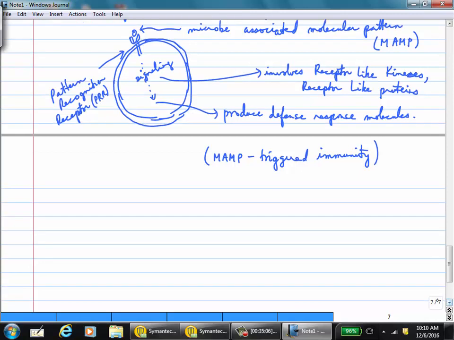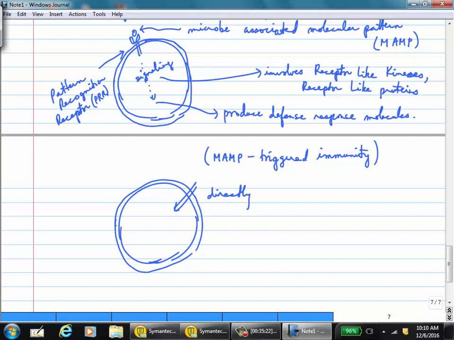So typically the response that the pathogen will evolve, right, is to bypass that pattern recognition receptor and directly inject into the cytoplasm, right? So directly inject what are called effectors, right, into the cytoplasm. So pathogens directly inject effectors into the cytoplasm, right?